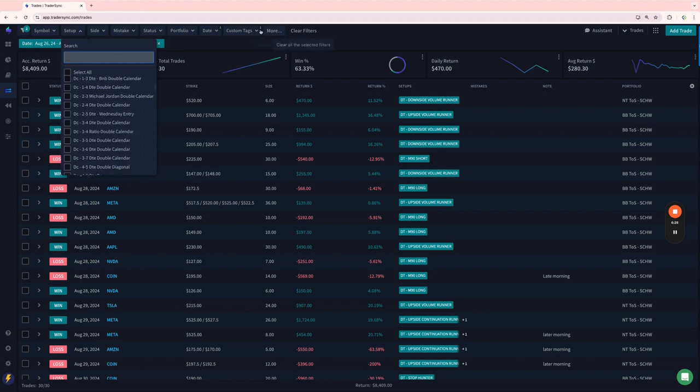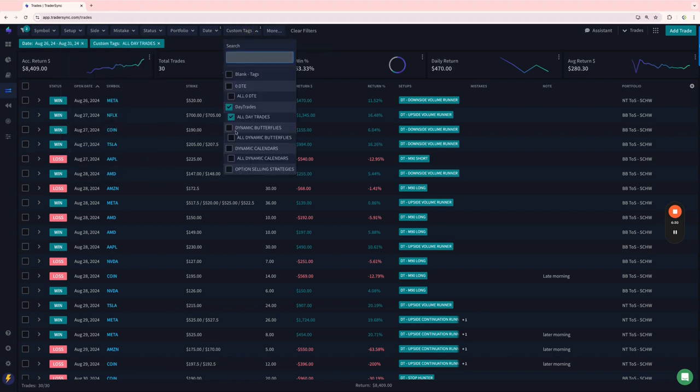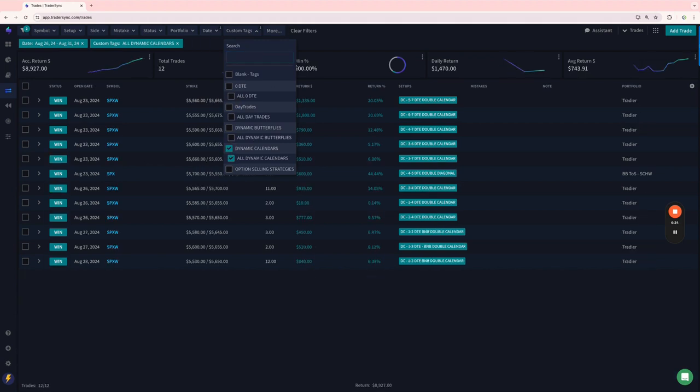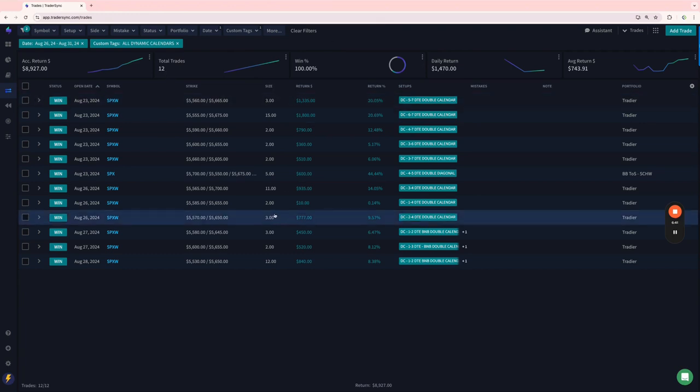Let's see. Next one would be no butterflies this week. Calendars. So my dynamic calendars have just been on fire, closing out the week with 12 more trades, all winners. These double calendars have just been absolutely on fire.